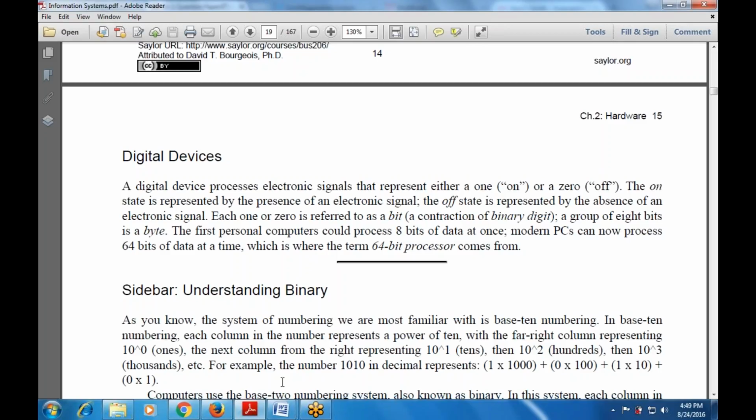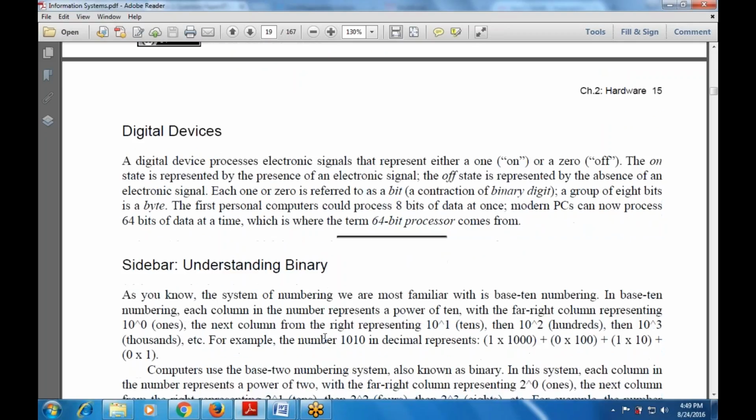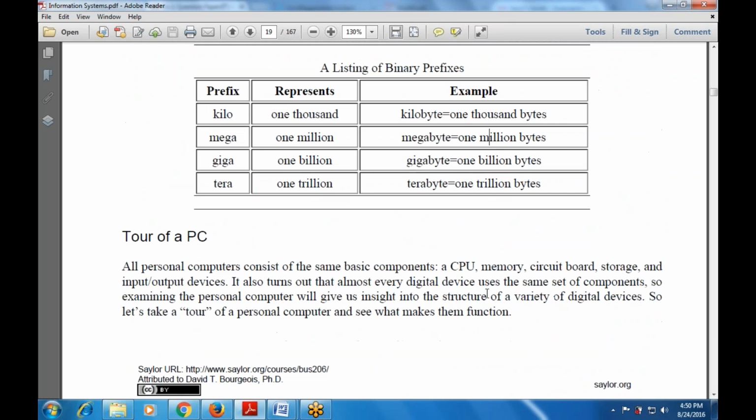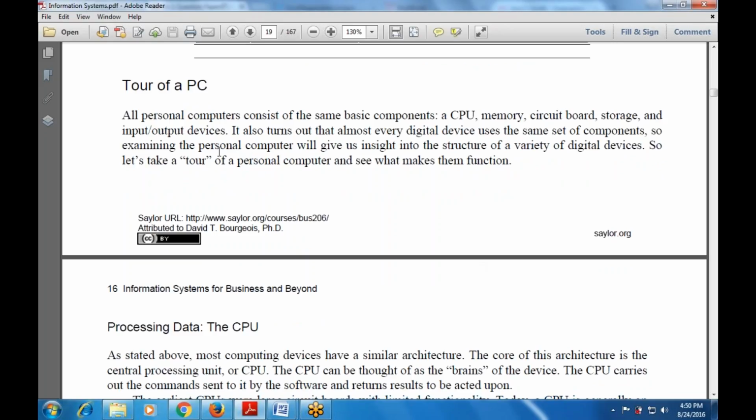The next one is the sidebar, understanding the binary. What is a binary number? That is either 0 or 1. Then the prefix kilo represents 1000, for example kilobytes. Then mega is 1 million, megabyte. In the same way, gigabyte, and in the same way, terabyte. So these are a few examples.